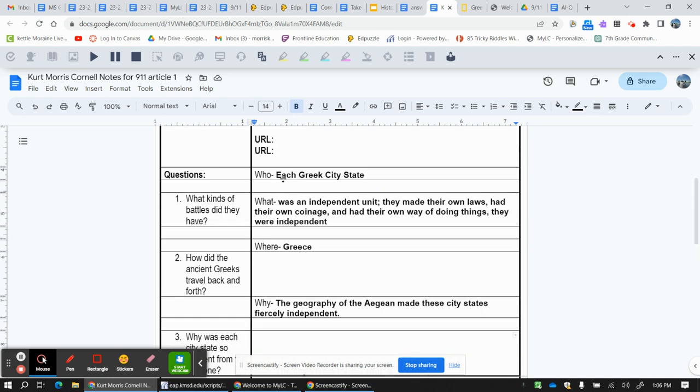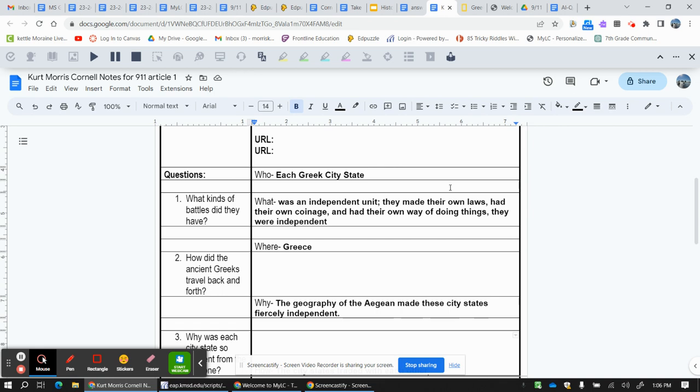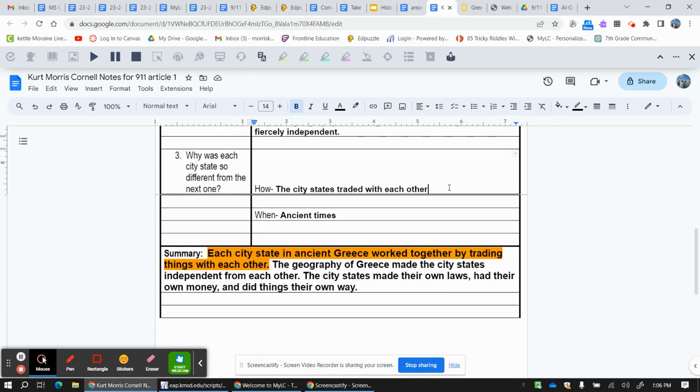Now I have to write a summary. And what I'm going to do is I'm going to write a summary answering my overall question. How did the city-states of Greece work together? Well, when I go to write my summary, I need to start by answering the initial question. So I need to reiterate the question in my answer. So here's what I put. Just read the orange. Each city-state in ancient Greece worked together by trading things with each other.